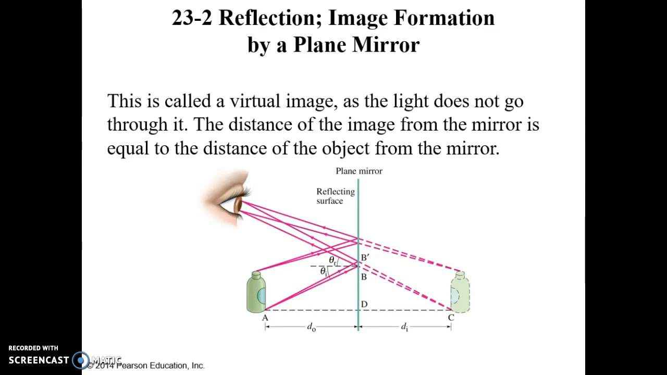Now, our eyes can see both real and virtual images, and later on we'll see that curved mirrors and lenses can form real images as well as virtual images. For example, a movie projector lens can produce real images that are visible on a screen.